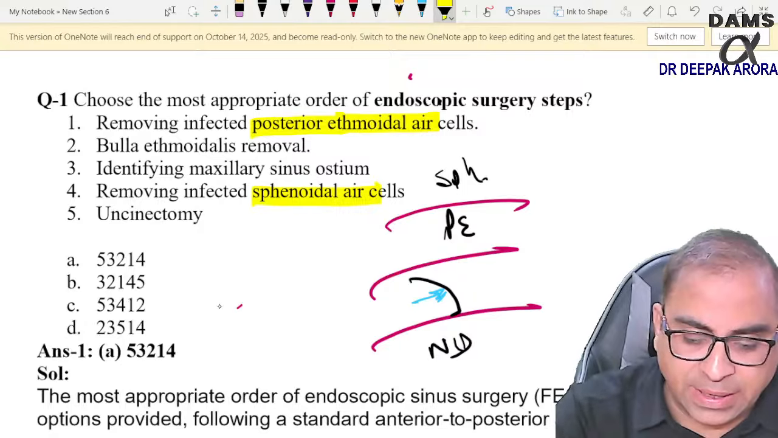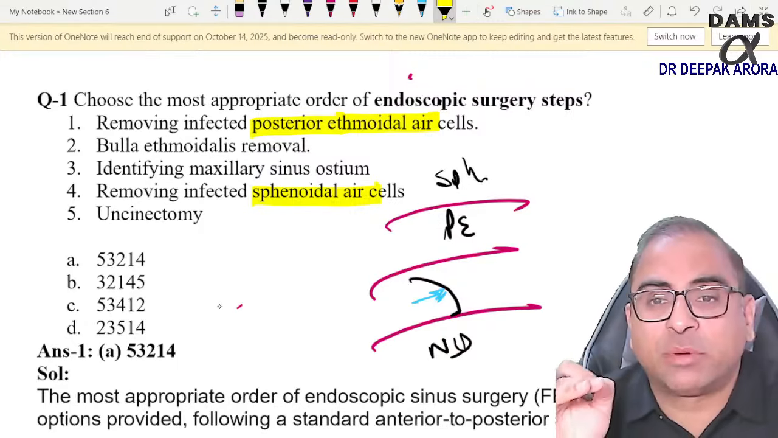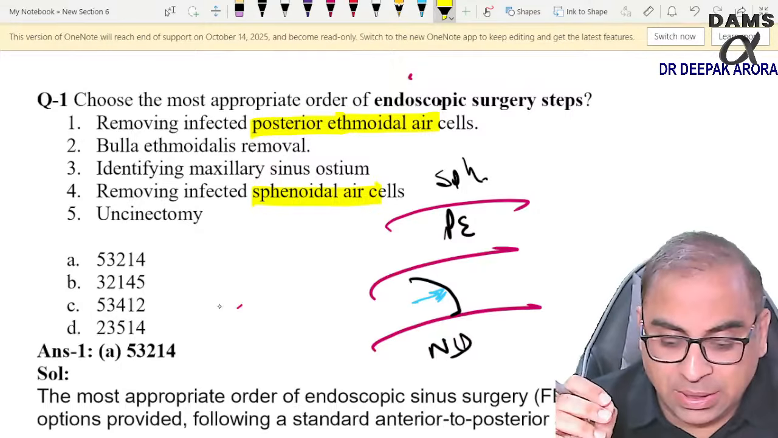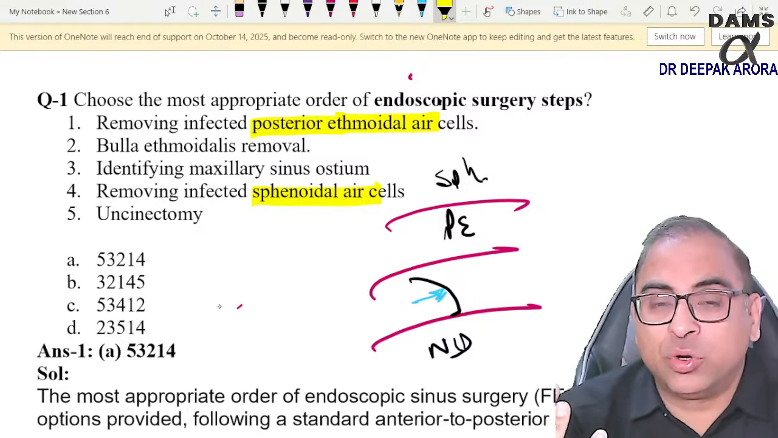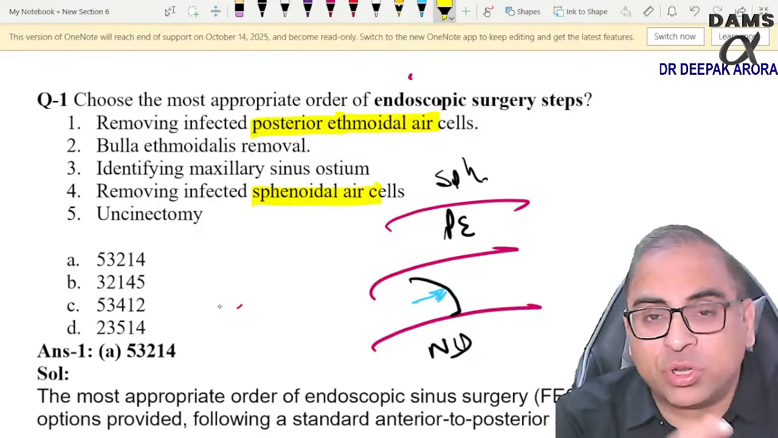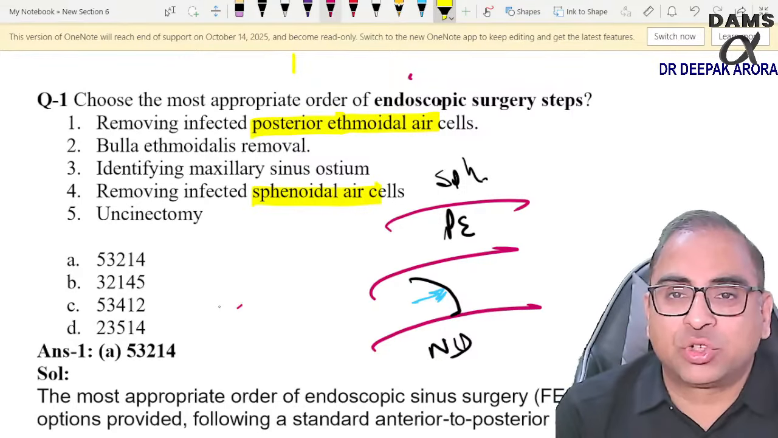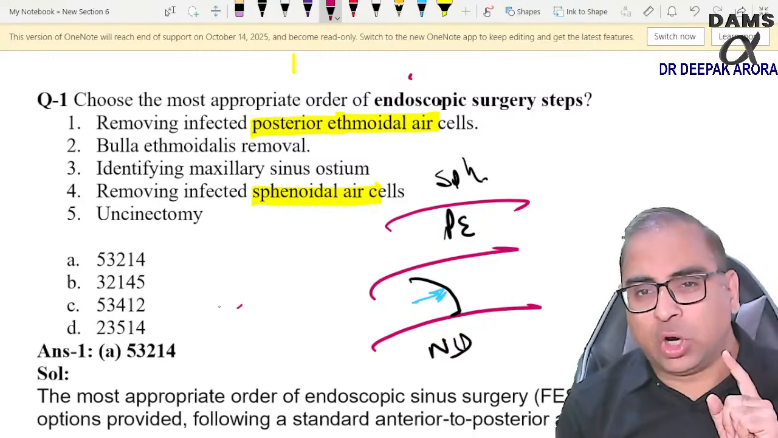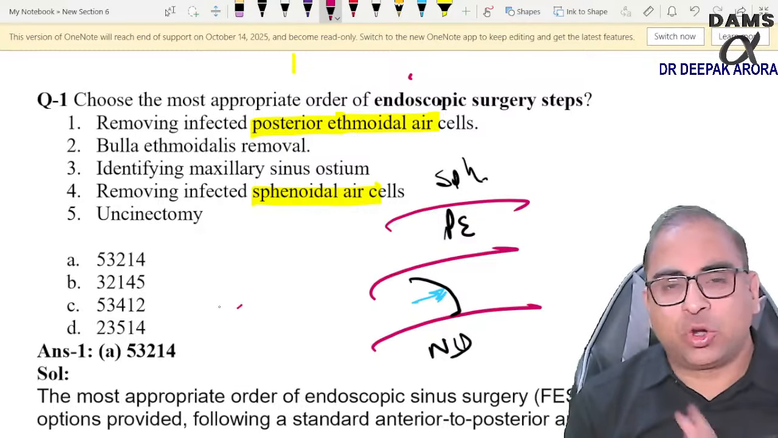Everyone should reply in the chat box. If sphenoid and posterior ethmoidal air cells are in the posterior part of the nose, they should be either the first step or the last step. So they should be the last step. I hope you're getting my concept. So option A and option 4 cannot be the earliest.